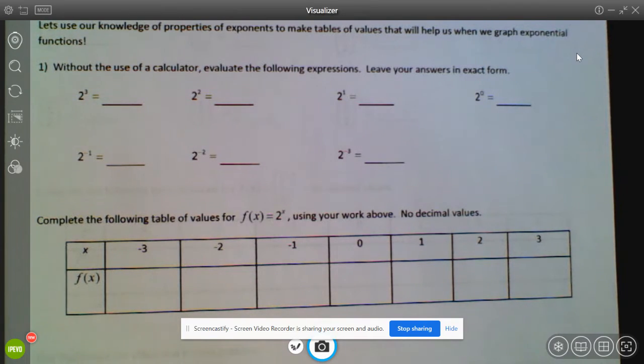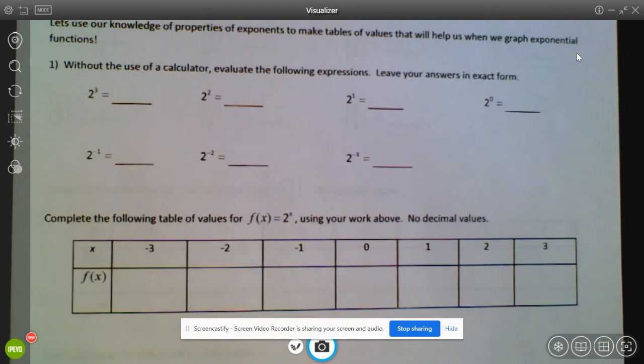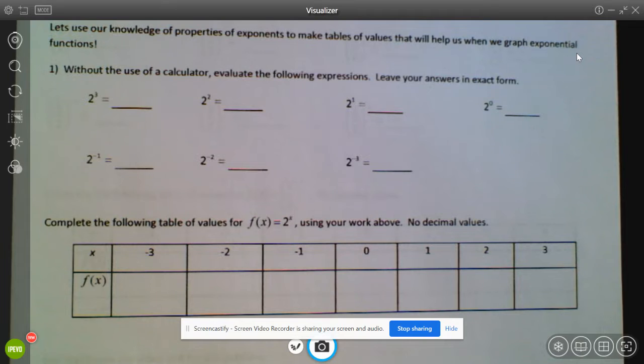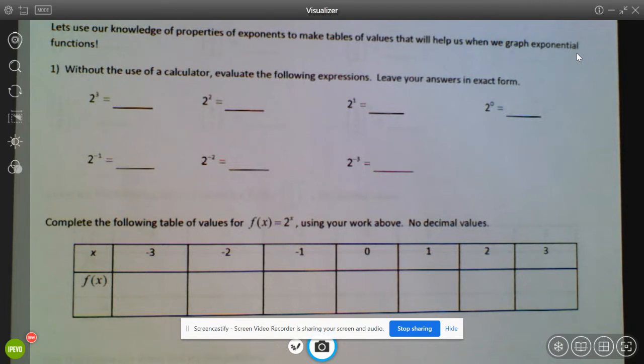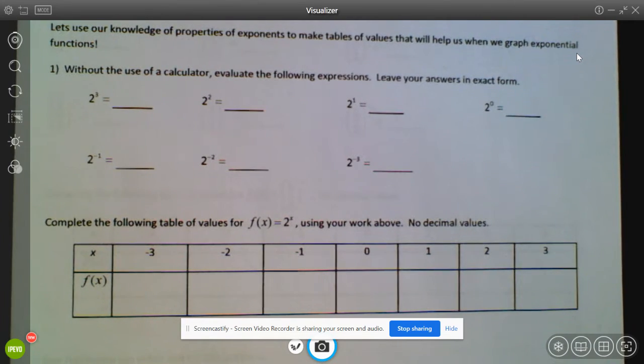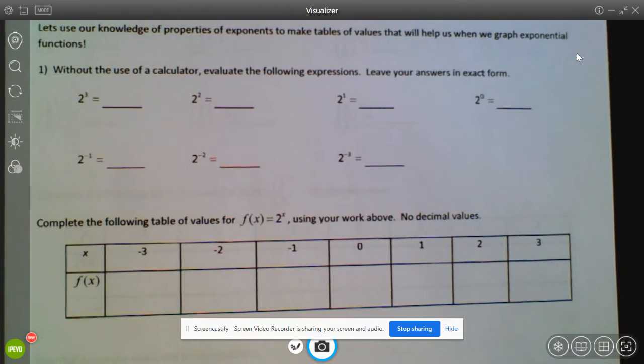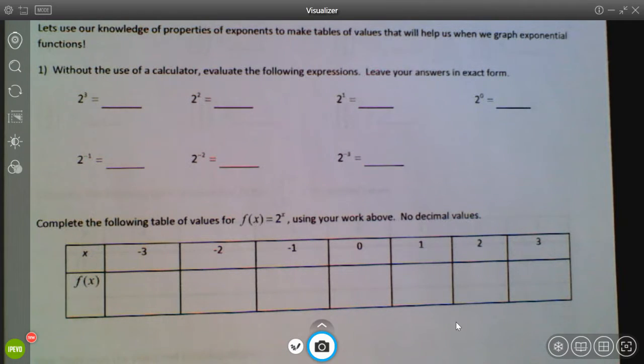All right. Hi, everybody. Tomorrow we're going to be starting a unit on exponential functions. So today I thought we'd just start off with working with some properties of exponents and helping us fill out tables of values. Because in order to graph exponential functions, we need to be able to do tables of values. And you'll see how it's going to fit in with what we've been talking about with a, h, and k starting on Monday. So let's start off with a basic example.